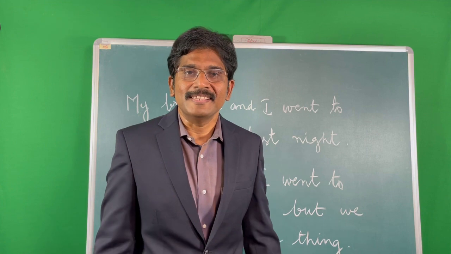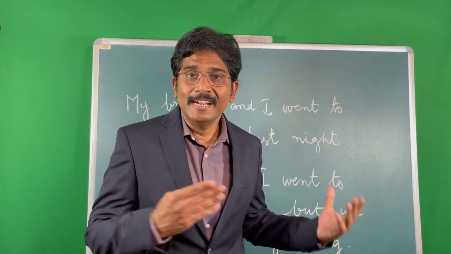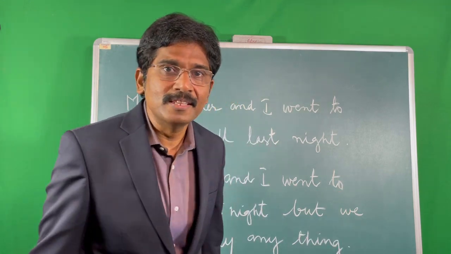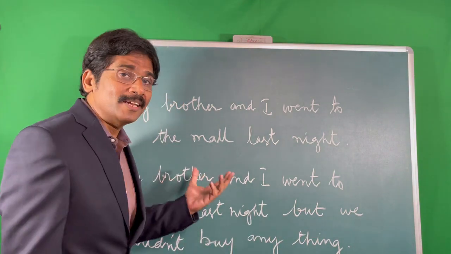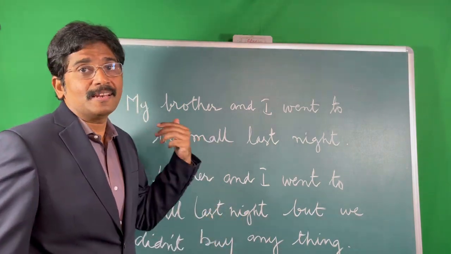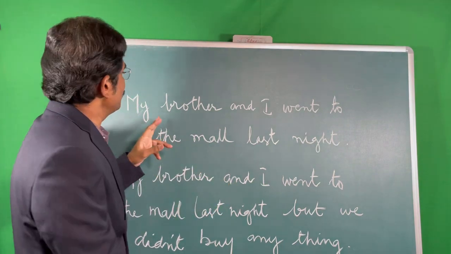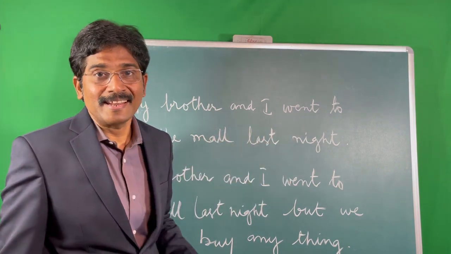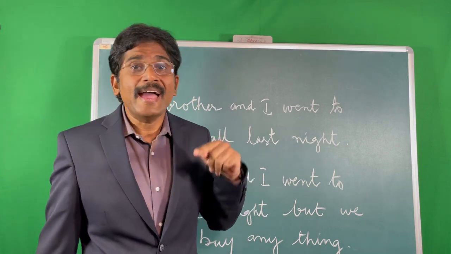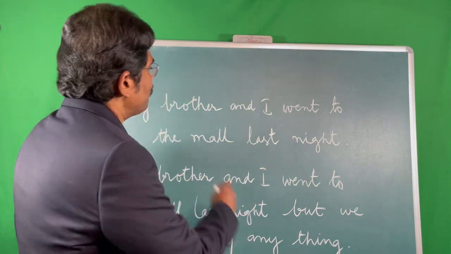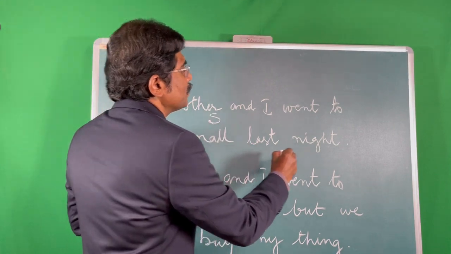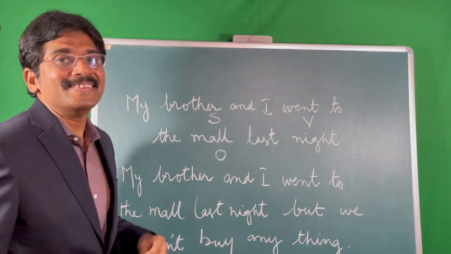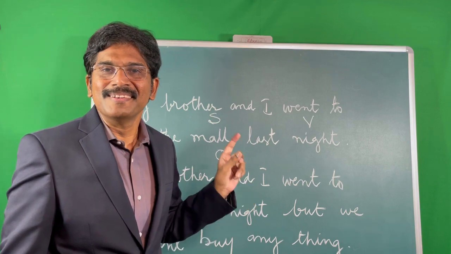Now, let us see the sentences depending upon their structure. Earlier, we have seen one simple sentence with two objects. Now, let us see another sentence with two subjects. It is not necessary that there should be only one subject. Like in this case, there are two subjects. My brother and I, two subjects, went to the mall last night. Again, here we are following the SVO structure. My brother and I, subject, went, verb, to the mall, object. That is called a simple sentence.